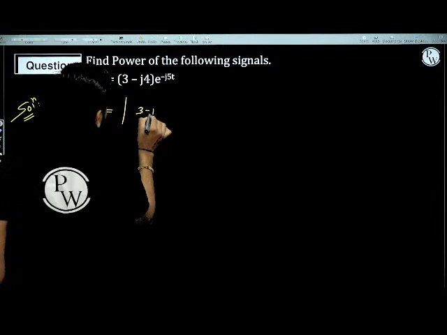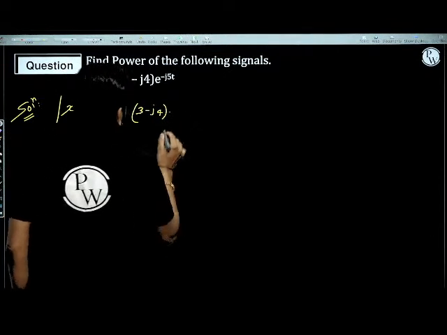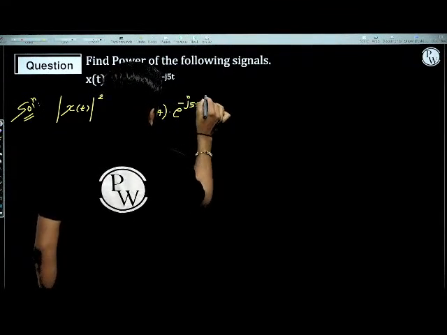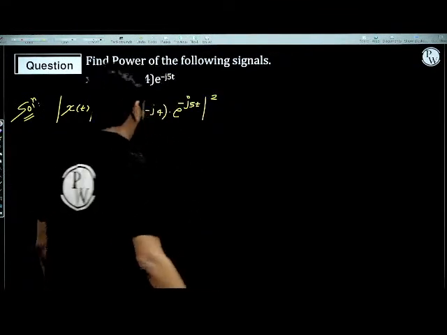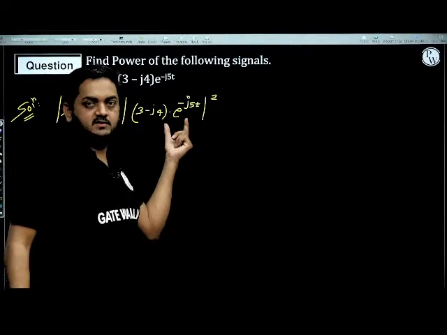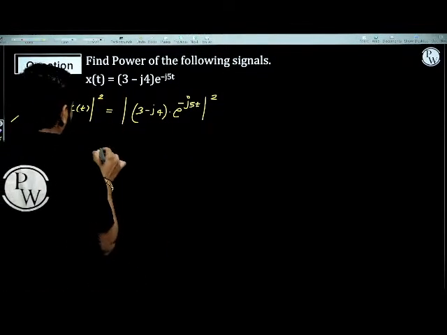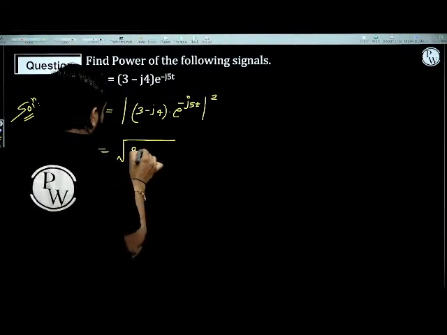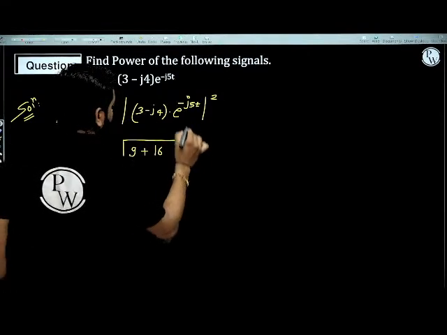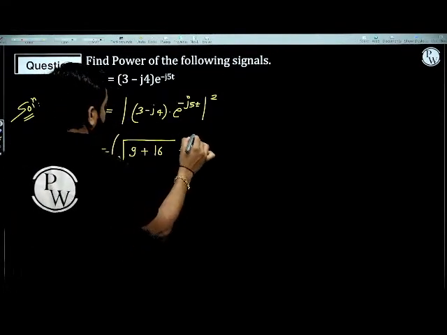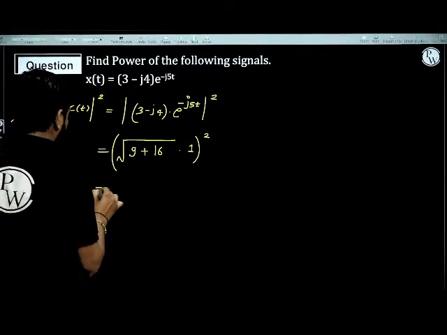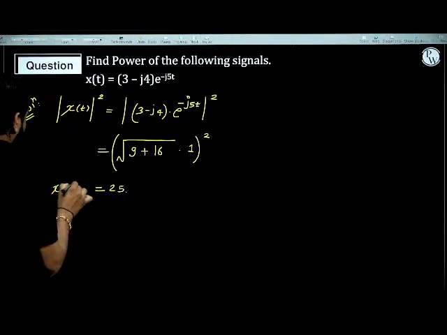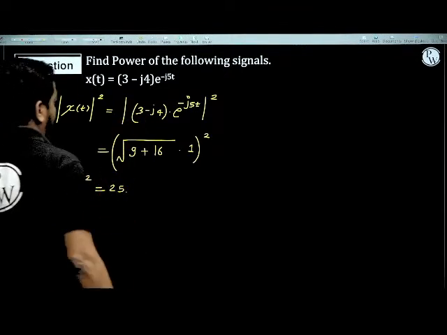Magnitude of (3 minus j4) into e power minus j5t, whole square. The magnitude of e power minus j5t is 1. And what is the magnitude of this one? It is under root real part square plus imaginary part square. Magnitude of this one is nothing but 5, and whole square, so it will be 25. So this is mod x of t square, and this is a complex sinusoidal function.